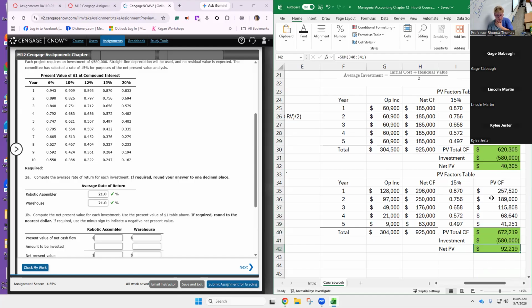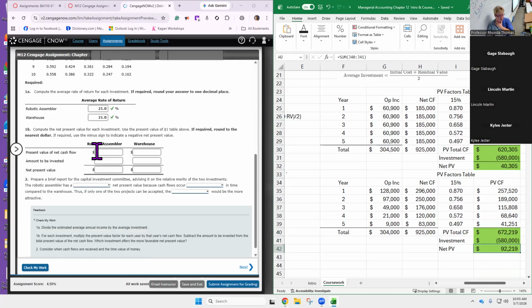So what I have in green here, you're going to want to fill in. Here's the robot option. Here's the warehouse option. So what I see here, I'm going to key it in. Be sure to key in negatives for anything that has to be subtracted.